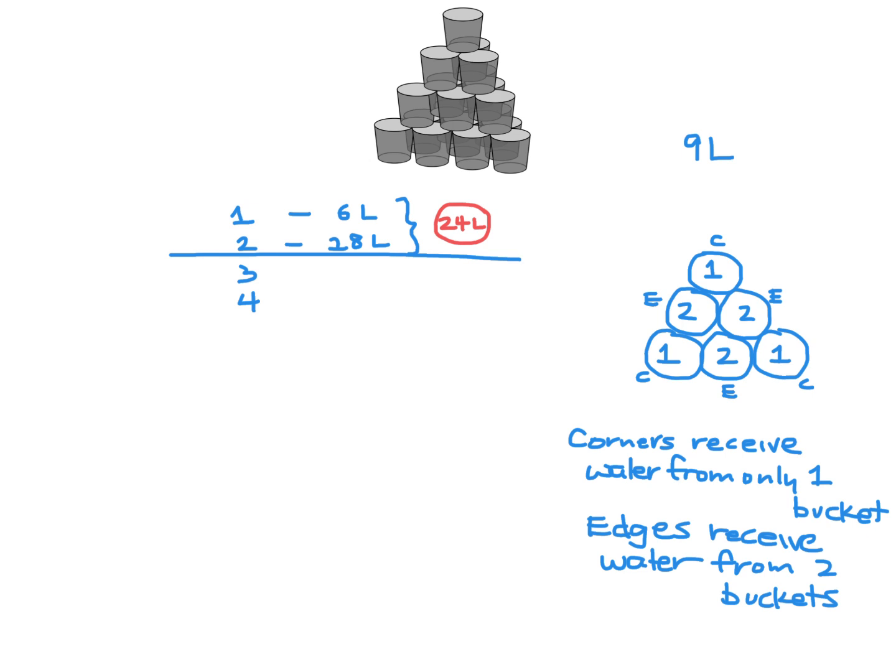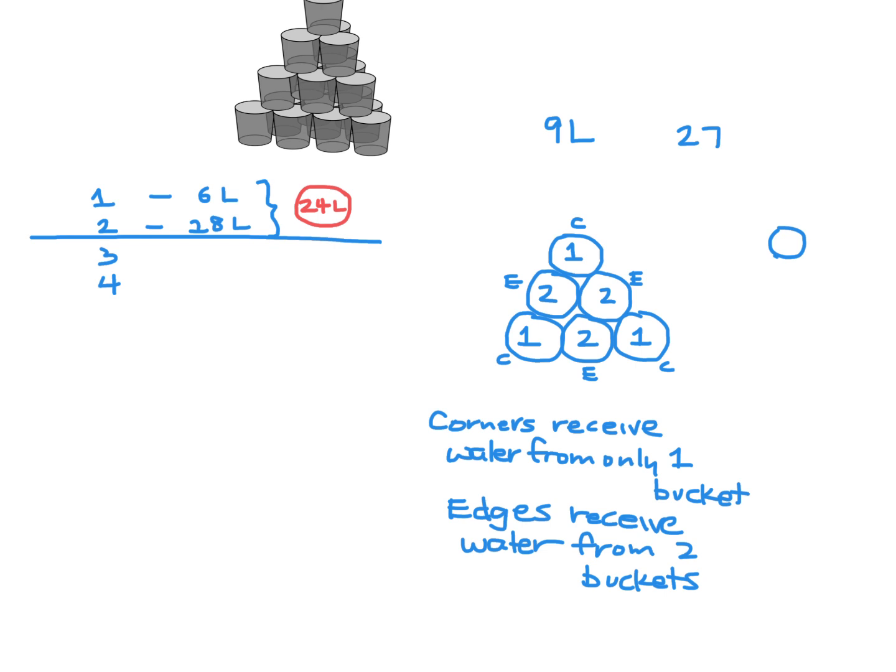Now, these edges will be completely full when they have 6 liters of water. So if 9 resulted in this, in order to get 6, you'd have to put in 27. Let's draw this again, not drawing to scale, of course. When you put in 27, these will become 6s, and then these will be 3s. So now I have poured in 27 liters of water. Let me just circle that 27.